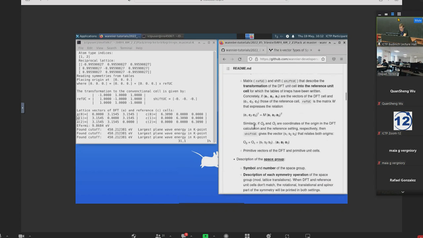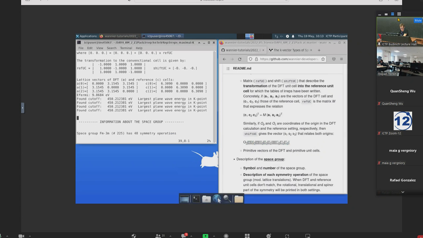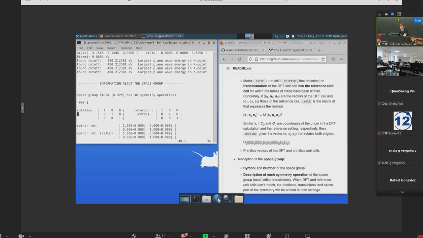They express this equation here. C1, C2, and C3 are the vectors that define the unit cell used in the tables. A1, A2, and A3 are our DFT primitive vectors, and M is the matrix RevUC. Shift UC just expresses the shift of the origin of our cell with respect to the unit cell of the tables. After that, you will find a description of the space group, and each symmetry operation of the space group.